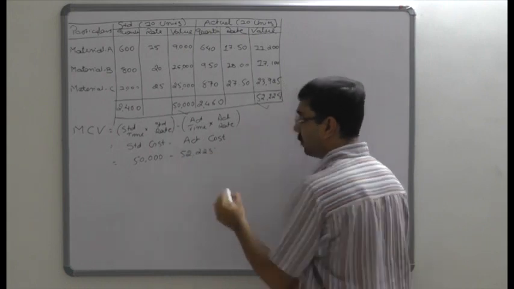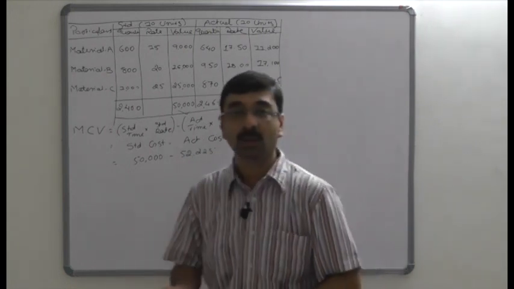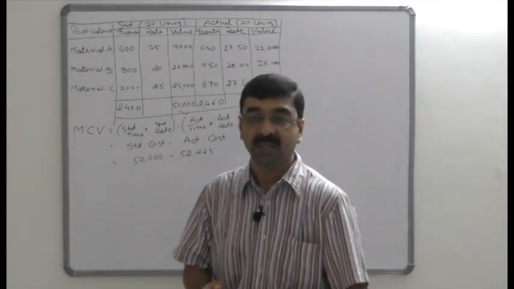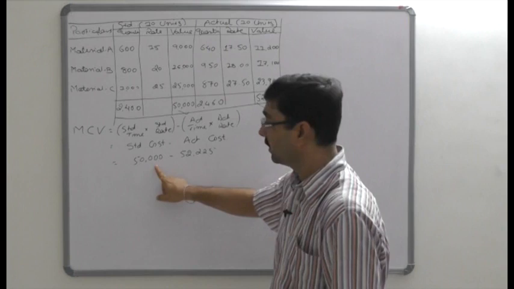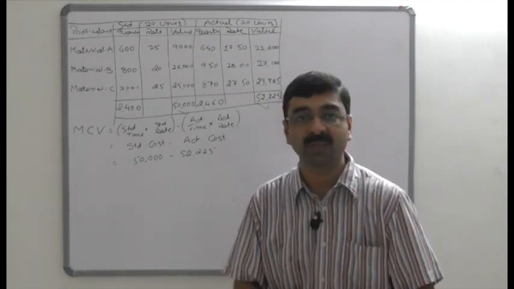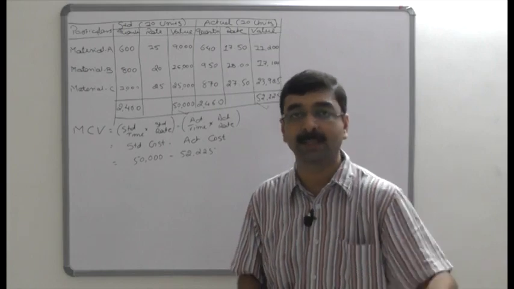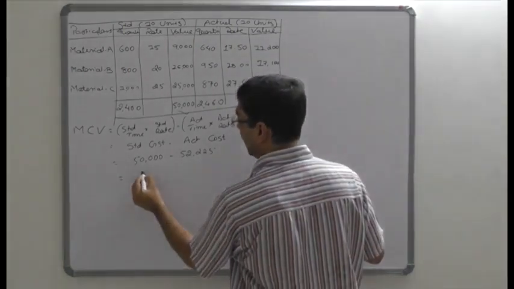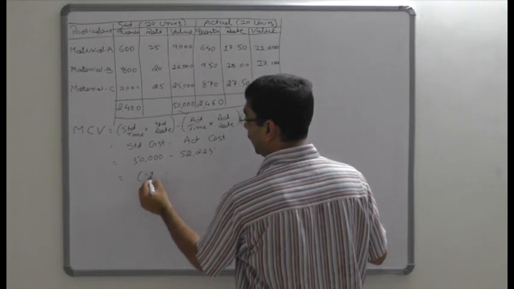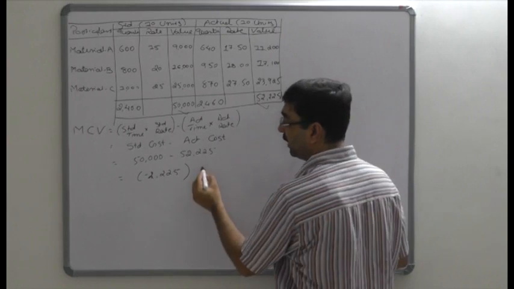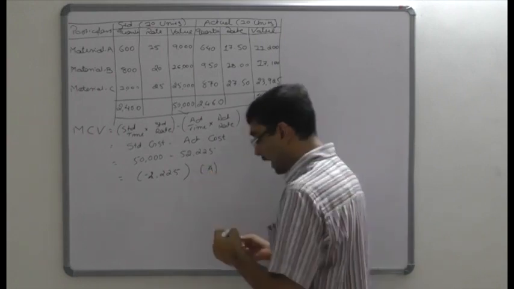Ultimately, how much cost was incurred for the different types of material purchased? The standard is 50,000 rupees, but actually we spent 52,225 rupees, which is more than the standard amount of expenses. That's why your actual cost is higher than the standard cost, by 2225, and your answer is adverse.